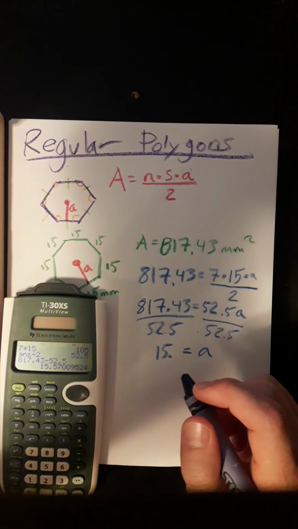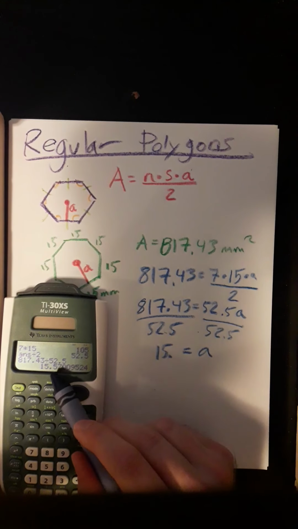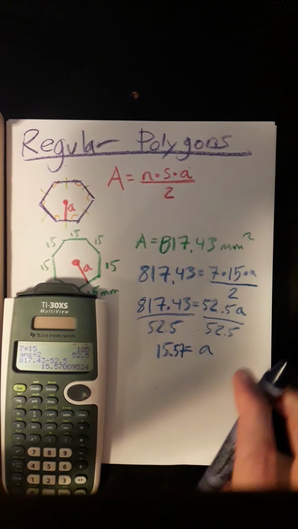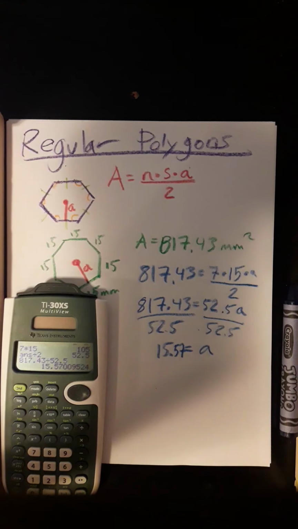And this is saying round to the nearest hundredth, so I have 5600. So those zeros are going to make that 7 stay the same. And that is how you solve for the apothem, given the area and side length.